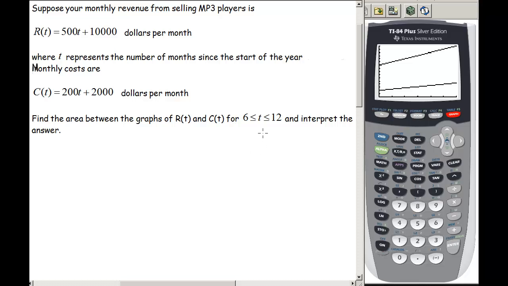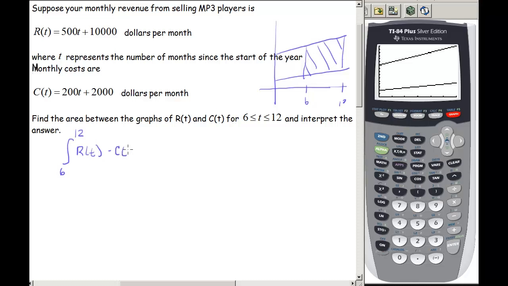So if I look at that graph, here's my revenue function, here's my cost function, and I'm looking at 6 to 12, so I need to find this region in here. So let's find that region first. So our integral is going to be from 6 to 12. Our revenue function is the top function, and our cost function is the bottom function. Now hopefully you're thinking revenue minus cost, that probably is profit, because we're used to seeing R minus C.